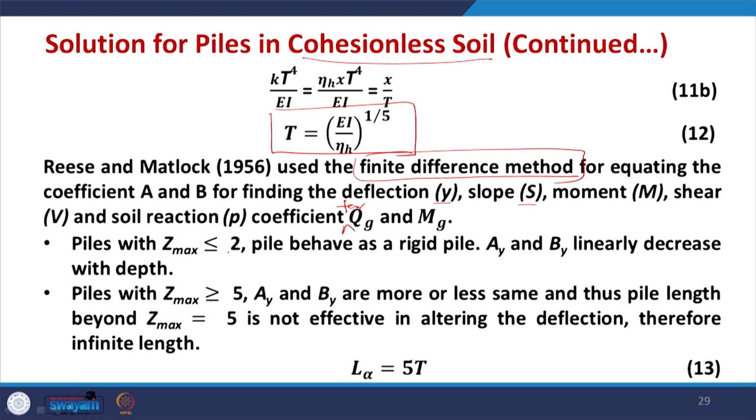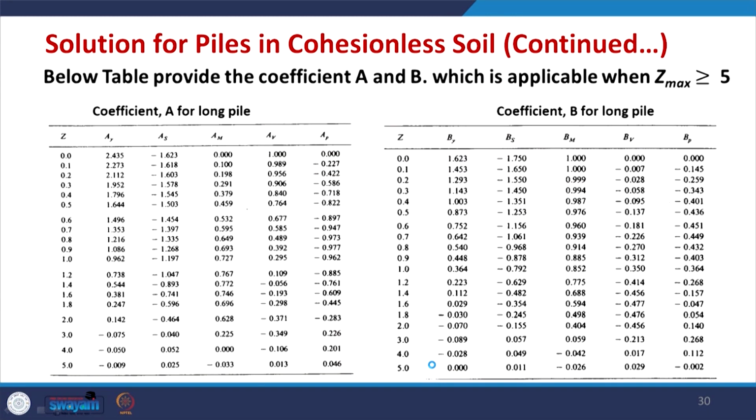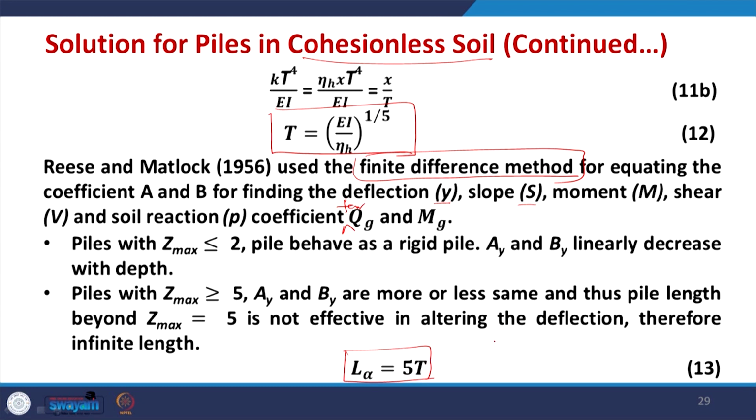For Z max greater than 5, Ay and By are more or less the same, and thus pile length beyond Z max is not effective, and this Z max is 5 times T. So, it can be concluded that if Z max is greater than 5, then the pile can be called a long pile. The pile may be treated as a cylinder pile.